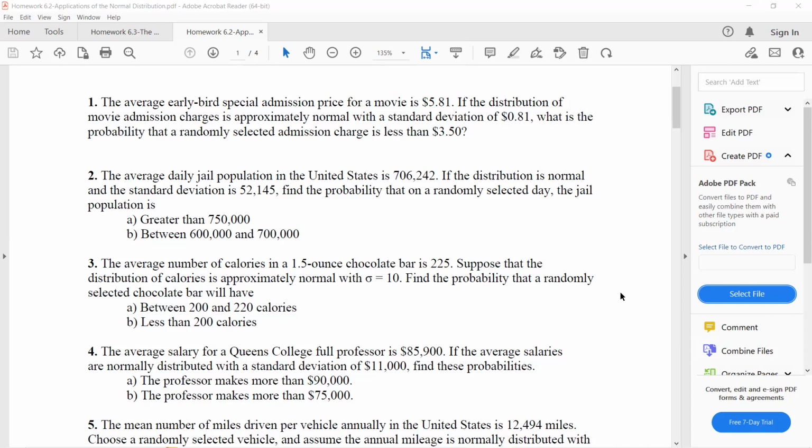So 225 minus 200 divided by 10. Close. Remember, you start with the X, not the middle. So if you're doing 200, it's 200 minus 225 over 10. And 220 minus 225 over 10.